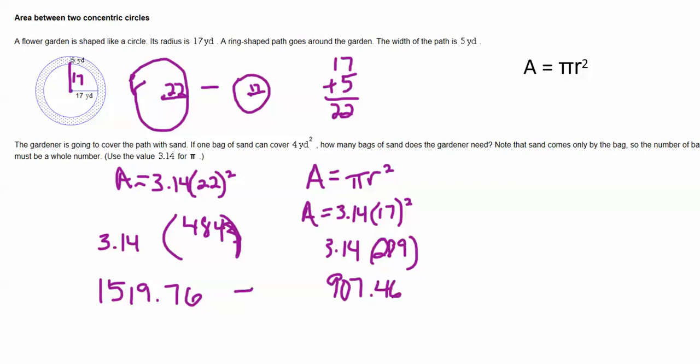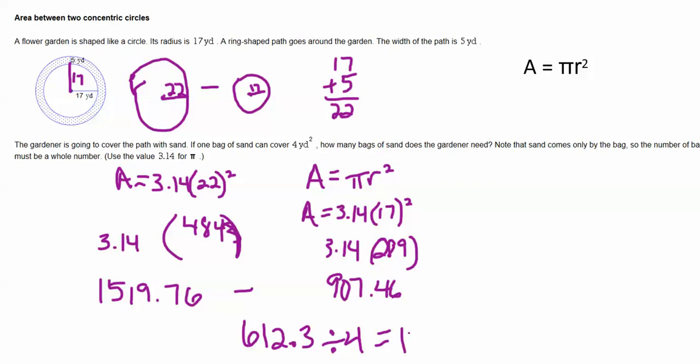We're going to subtract big circle's area minus small circle's area. And I get 612.3. This is the area of the path, the dotted ring that goes around the garden. And then we have to figure out how many bags of sand we need to purchase. Each bag of sand is going to cover 4 square yards. So we're going to divide our total area by the 4 square yards.